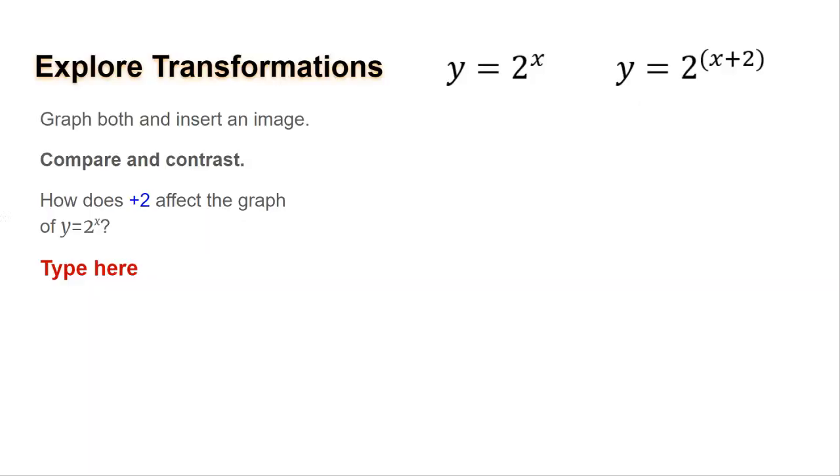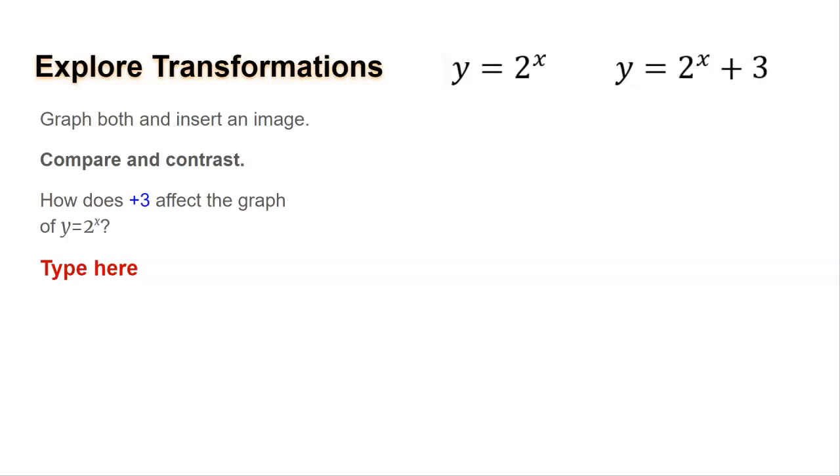The first thing students will do is graph two different exponential functions with the same base, both base 2, and then they will describe the transformation. So what did the plus 2 do? Now they will probably know a lot of this prior to this lesson because we have already transformed absolute value functions, and of course the transformations are the same.